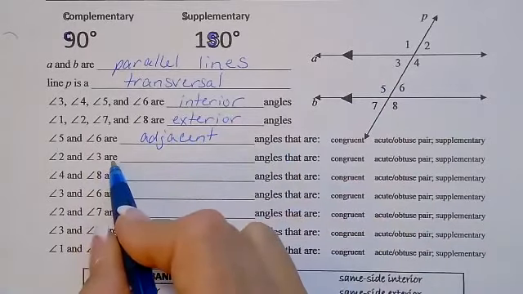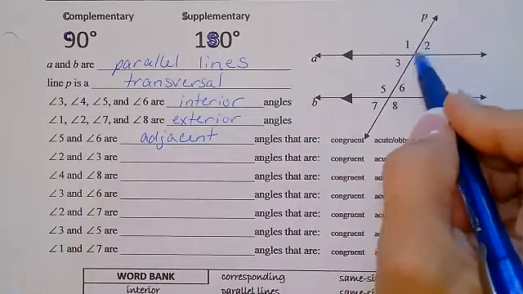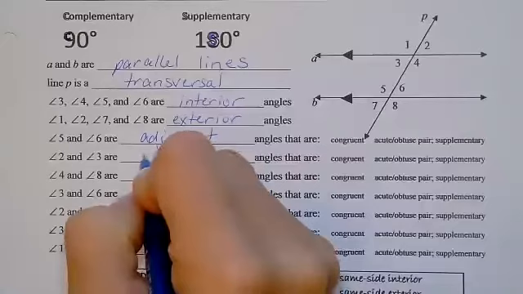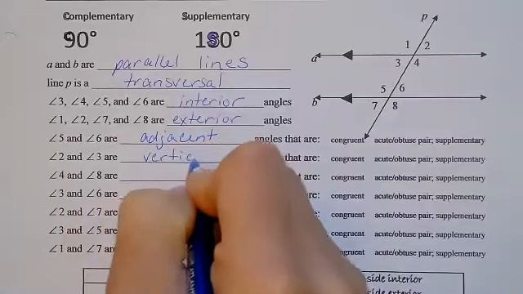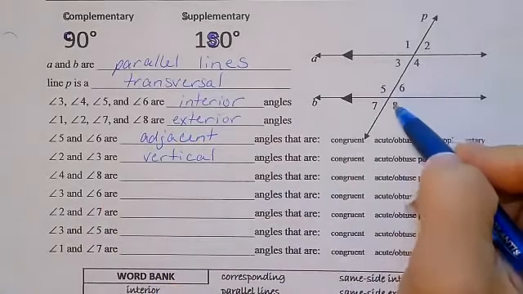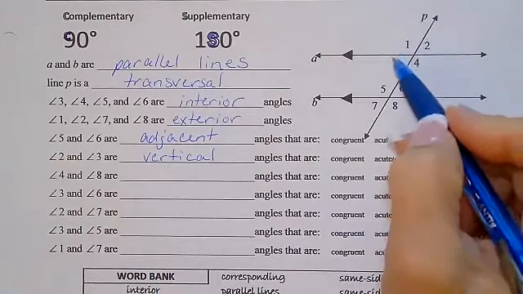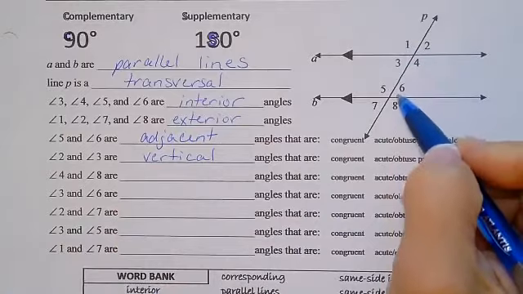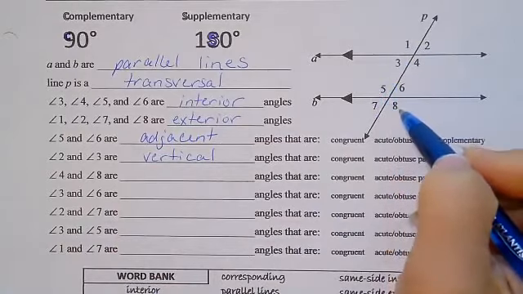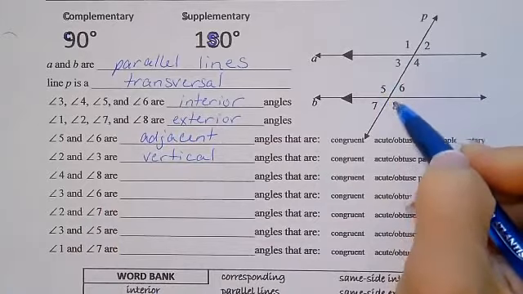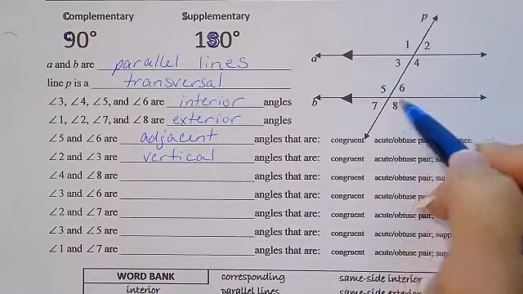Next, angles 2 and 3. Angles 2 and 3 are across from each other. They are vertical angles. Angles 4 and 8. Well, if I look at these 4, angle 4 is in the bottom right. And if I look at these 4, 8 is in the bottom right. So these two angles are corresponding angles.